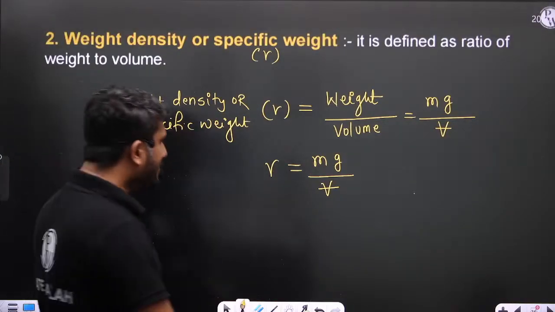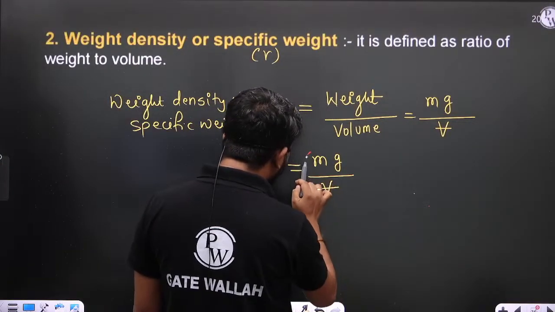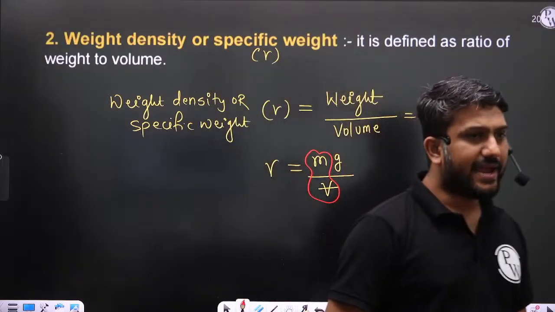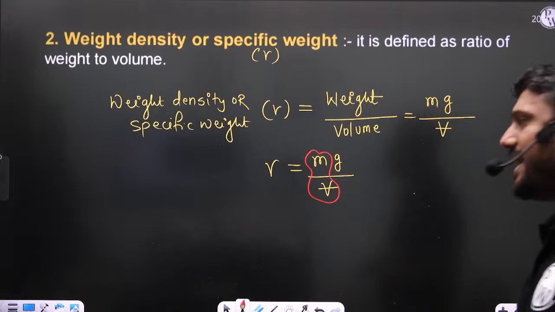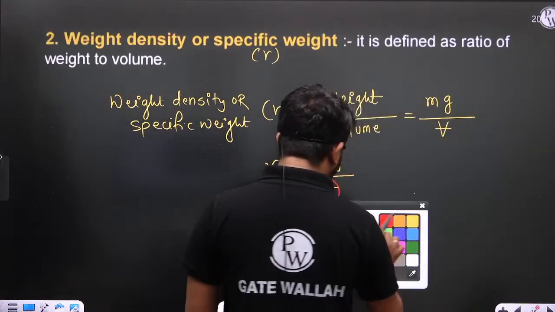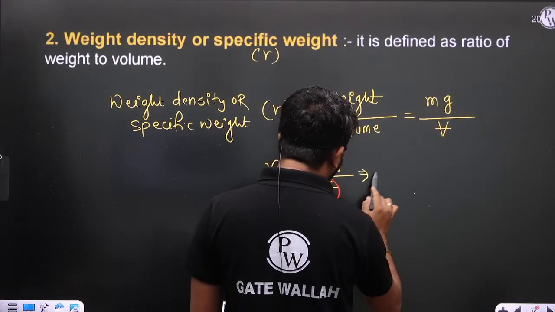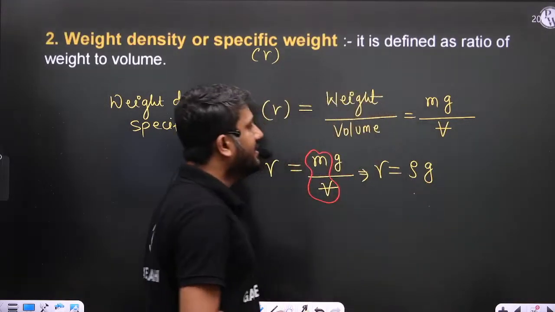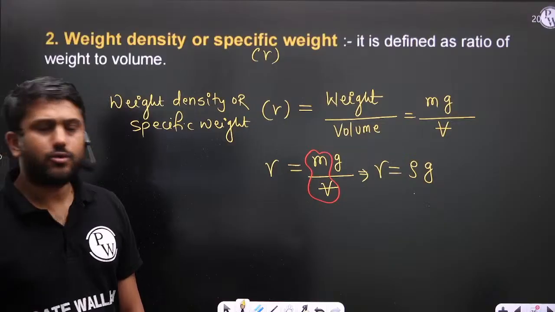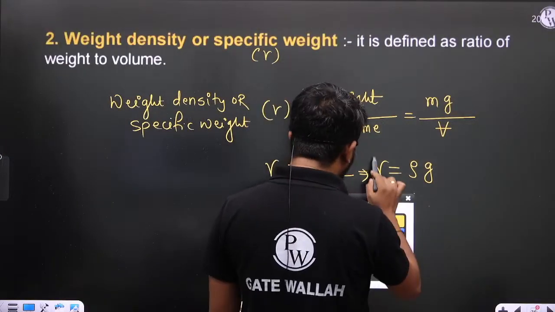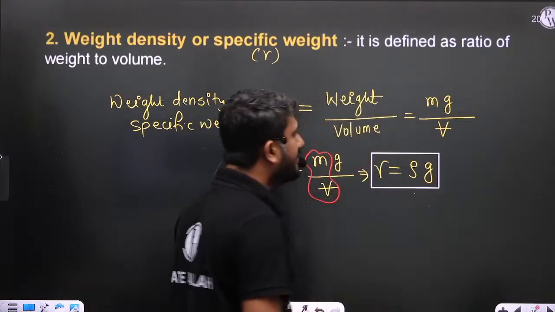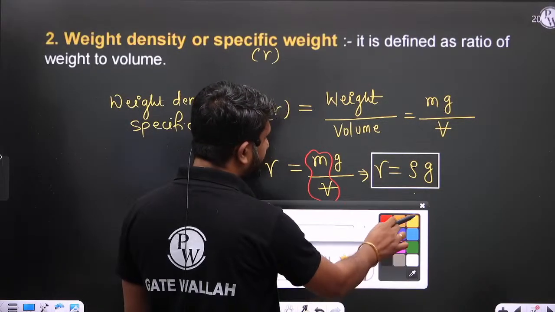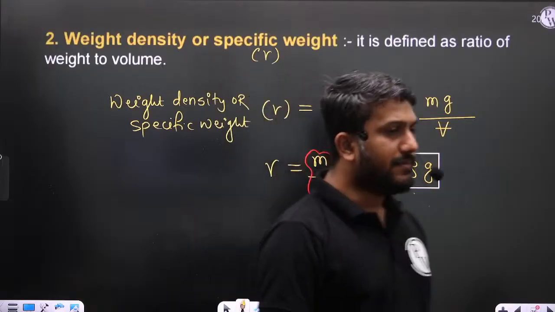Now this m by V, can I write this is equal to rho? So gamma is equal to rho multiplied by g, where rho is density and g is the gravitational acceleration. Okay, now come to the unit.